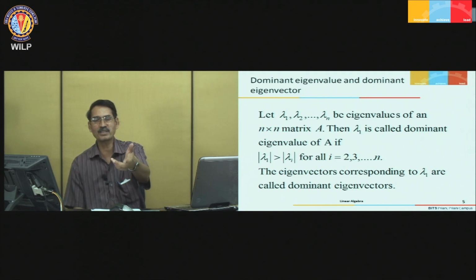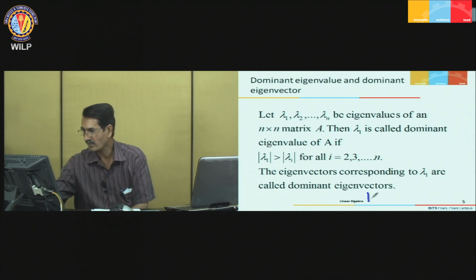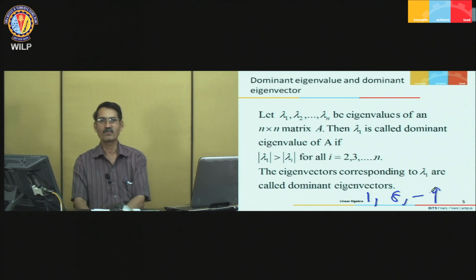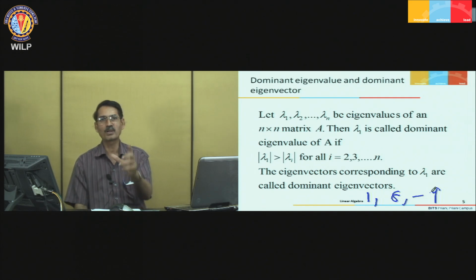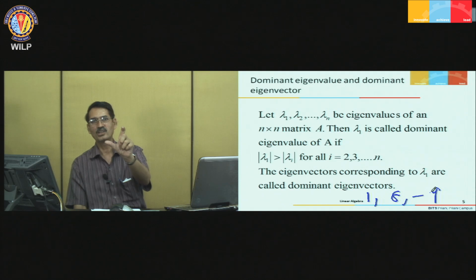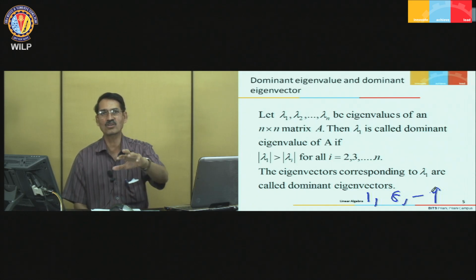Of course, 8 is the largest of 1, 8 and minus 9, and minus 9 is the smallest. But if we are talking about the dominant eigenvalue, we talk about the numerically largest. First take the absolute value of the eigenvalues, and among those absolute values see which one is the largest. That is the meaning of numerically largest or dominant eigenvalue.